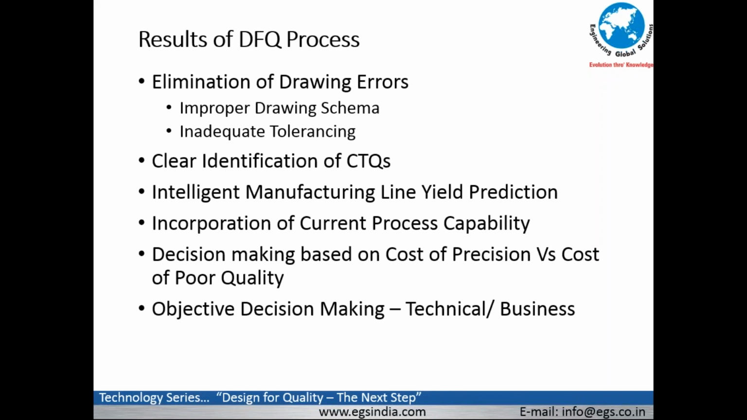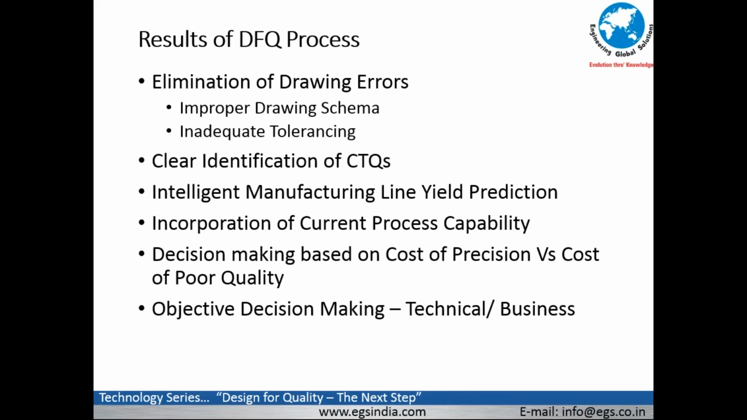Incorporation of what-if process capability of different suppliers. You have 3 different suppliers for the same assembly or part. What would be the quality issues that you would get as a result of that? All those things can be predicted at the design stage itself. Incorporation of the current process capability of suppliers or our own internal process capability can be mapped.